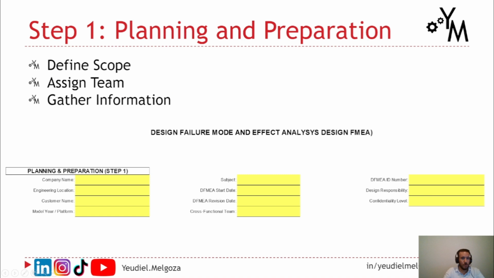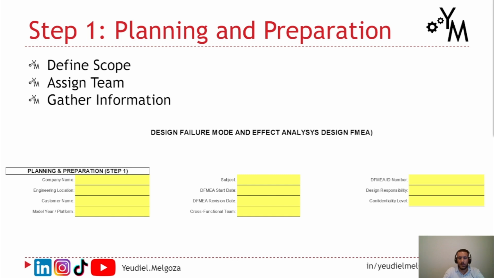Let's go for step number 1, the planning and preparation. This step 1 is all about setting the stage. So we need to define a clear scope. Even the best DFMEA will miss the target if we don't have a clear scope. So it's highly important to define the scope together with the team that is going to work on this analysis and gather all the necessary information to support the engine that powers the study.